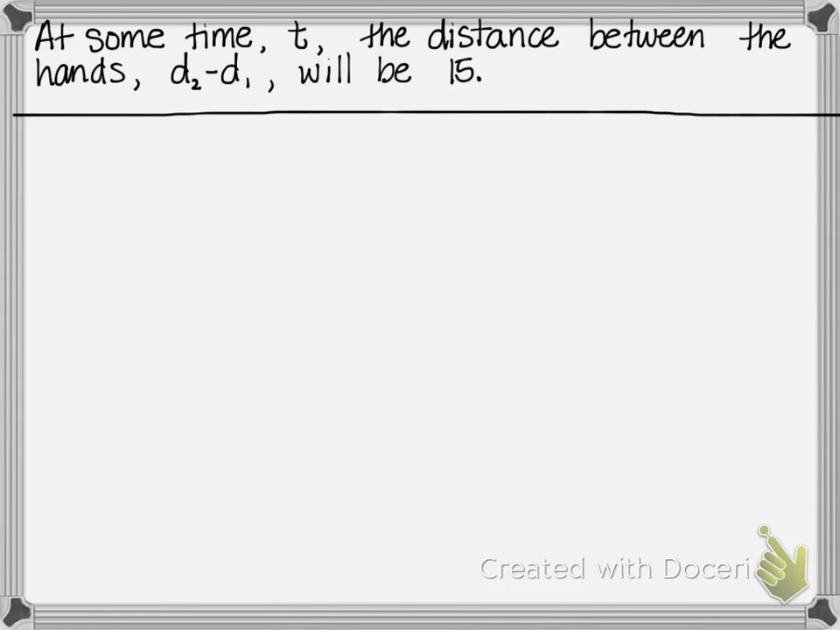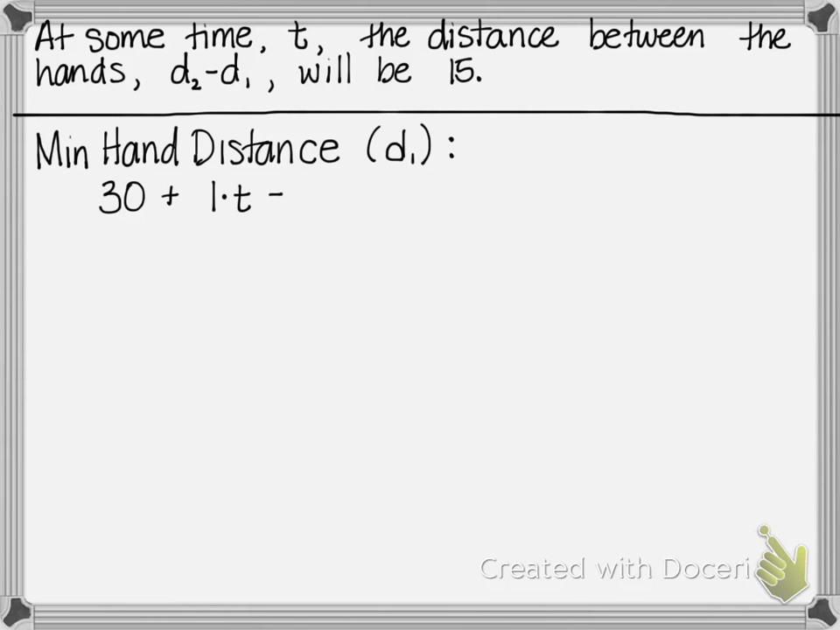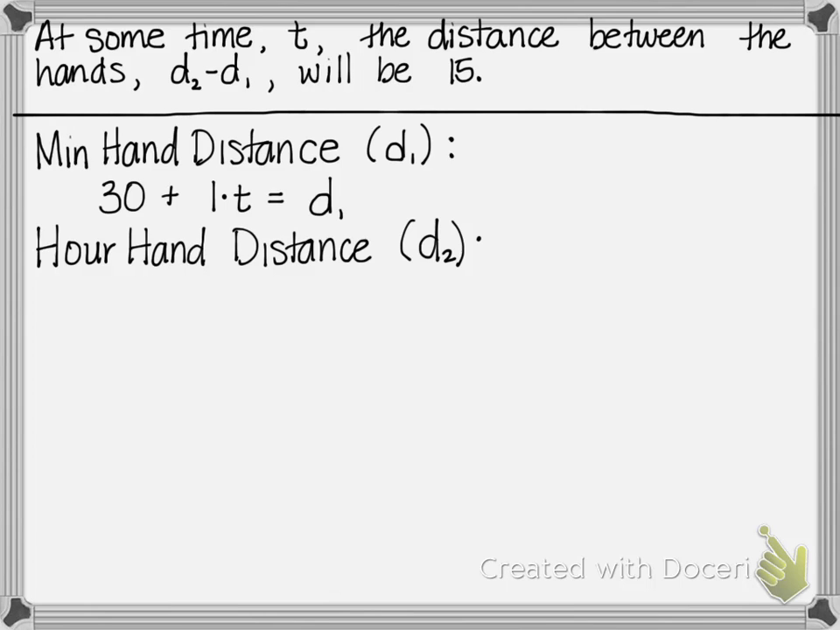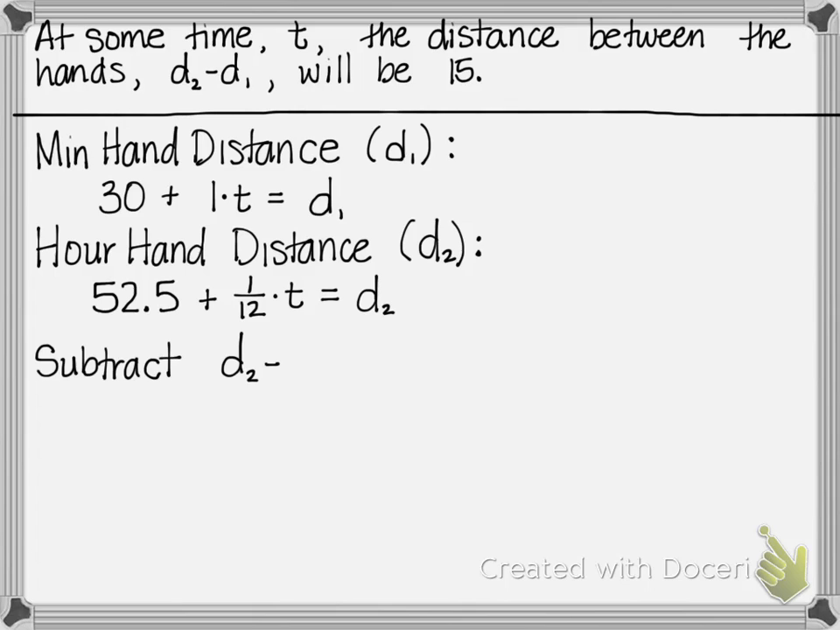So let's look at the equations for each of the hands. For the minute hand, the distance, d sub 1, is going to be 30, the initial, plus the rate, 1, times t, which equals d sub 1. For the hour hand, our d sub 2, we're going to have the 52.5 plus its rate, 1/12, times t, equals d sub 2. We want to subtract d sub 2 minus d sub 1, because that's going to be our 15. And when we do that, we get 22.5 minus 11/12 t equals 15.